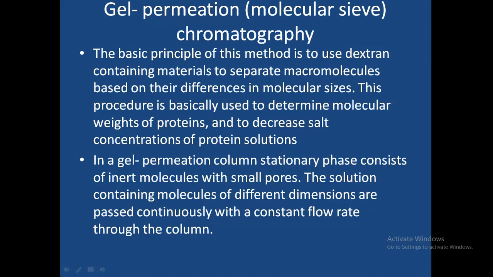In a gel permeation column, the stationary phase consists of inert molecules with small pores. So the column has to be filled with the gel material which has different pore sizes. Depending upon the pore size, it will attract the different sized molecules present in the given unknown mixture. The solution containing molecules of different dimensions is passed continuously with a constant flow rate through the column.